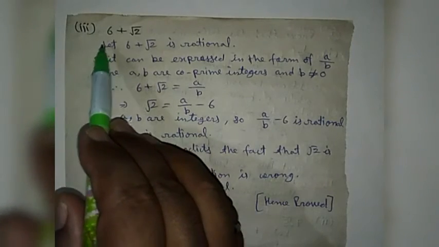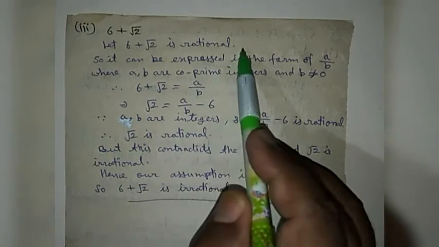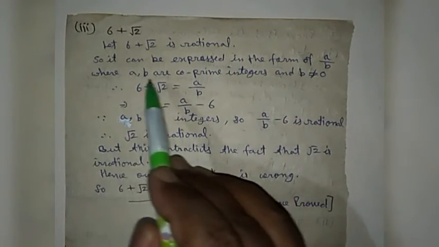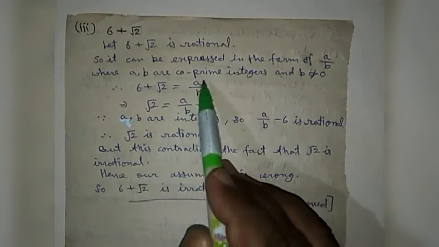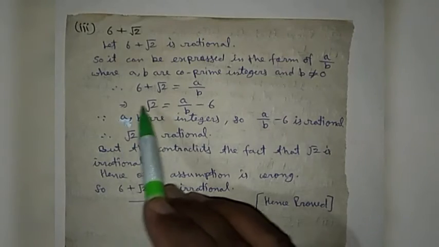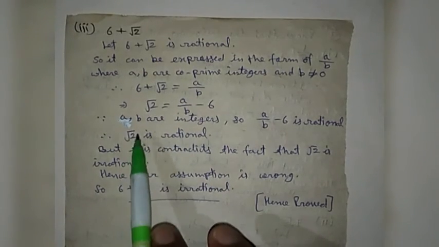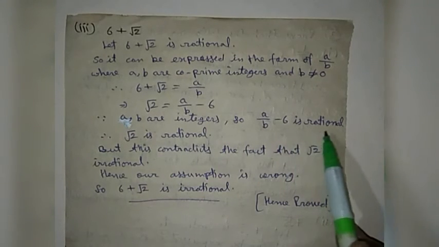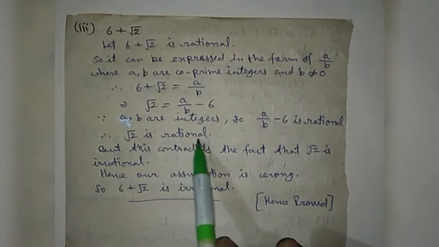Now in third part, number is 6 plus root 2. Let 6 plus root 2 be rational, so it can be expressed in the form of a upon b, where a, b are co-prime integers and b is not equal to 0. Hence 6 plus root 2 equal to a upon b, and root 2 will be equal to a upon b minus 6. Because a, b are integers, so a upon b minus 6 is a rational number. Hence root 2 is also a rational number.